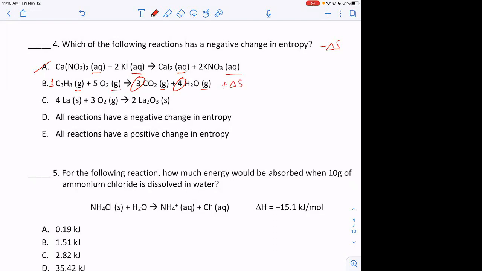C, I have solid and gas come together and make something that's just solid. I have 7 moles of stuff, if you look at the 4 and the 3, and now on the product side, I just have 2. So this is way more ordered. When you just have a solid, and you did have a solid and a gas, this is definitely a negative delta S. So C was your correct answer there.